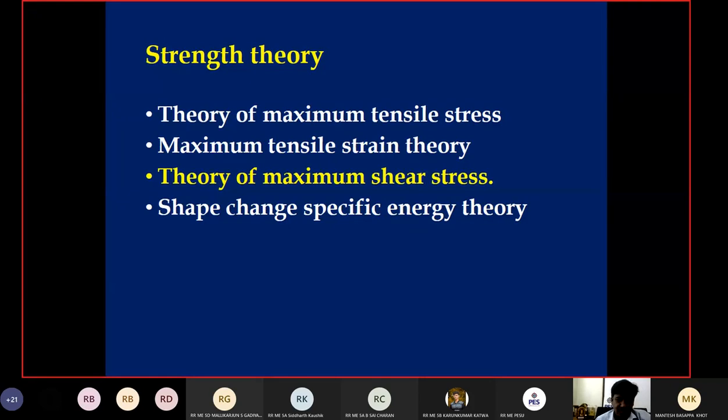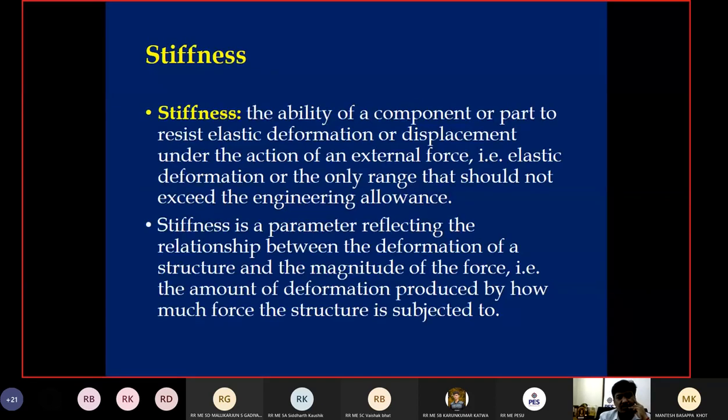Okay, so when a body is subjected to various types of stresses and strains, there is a change of shape. Thereby you will understand something about the shape change specific energy theorem. These are the theorems that you shall learn related to strength. Basically, we are talking about the three components of any safe design: strength, stiffness and stability.